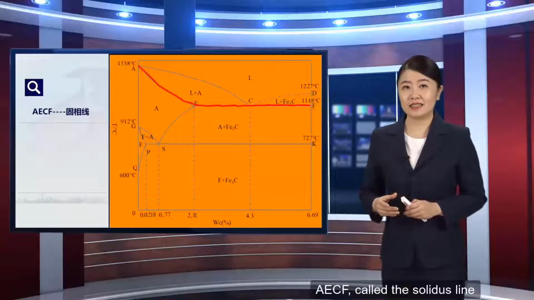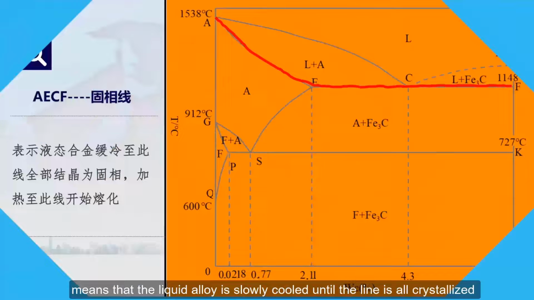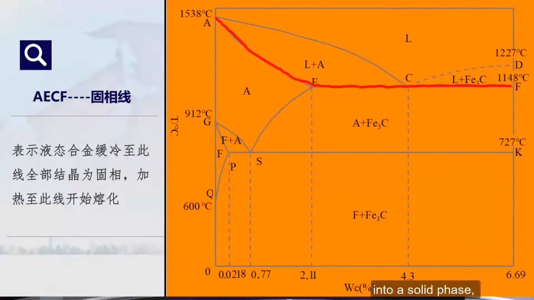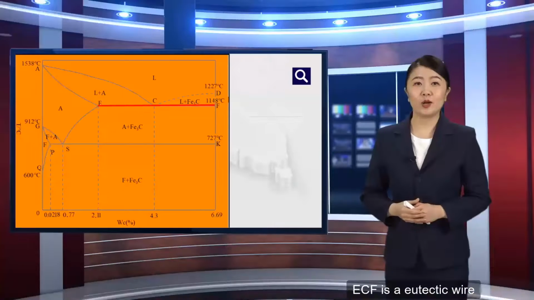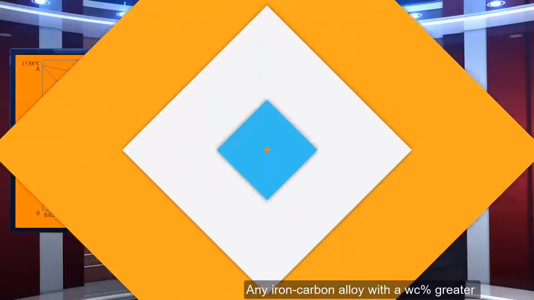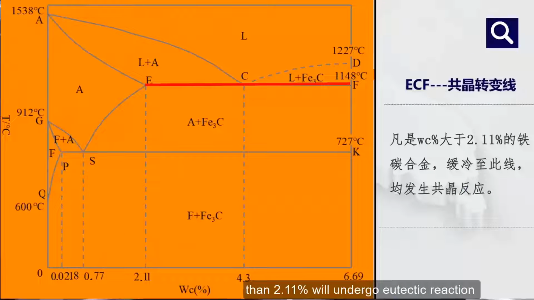AECF, called the solidus line, means that the liquid alloy is slowly cooled until the line is all crystallized into a solid phase, and the line begins to melt when heated. ECF is the eutectic line. Any iron-carbon alloy with a Wc% greater than 2.11% will undergo eutectic reaction when slowly cooled to this line.